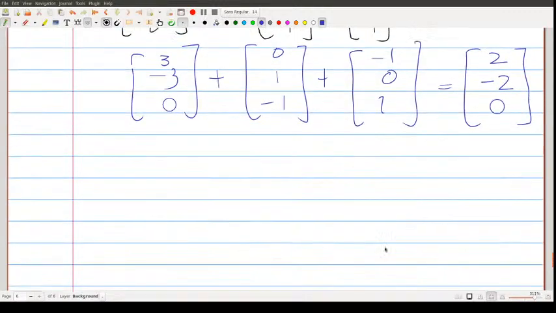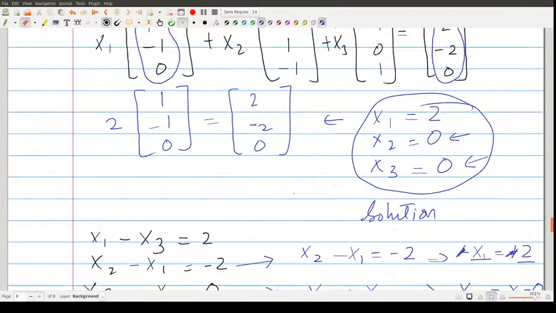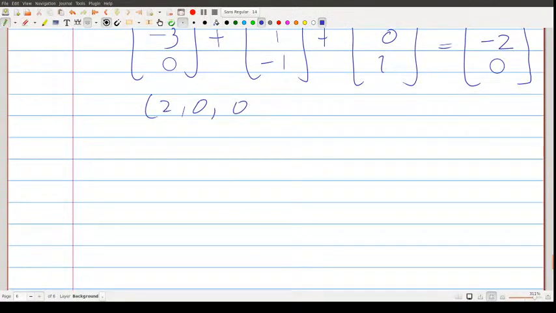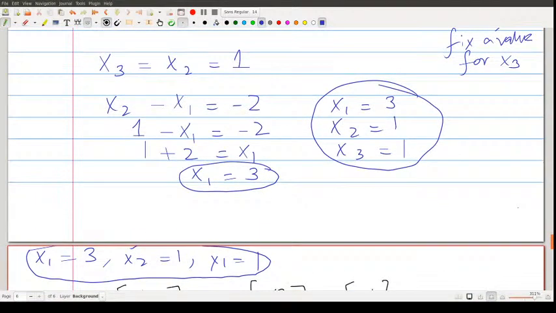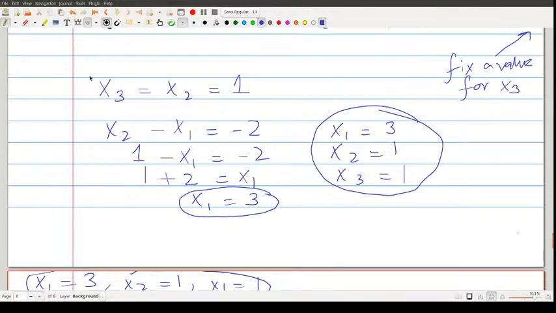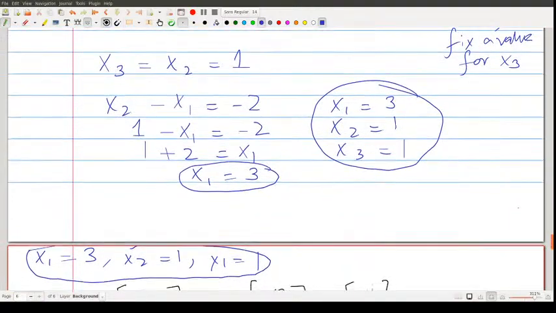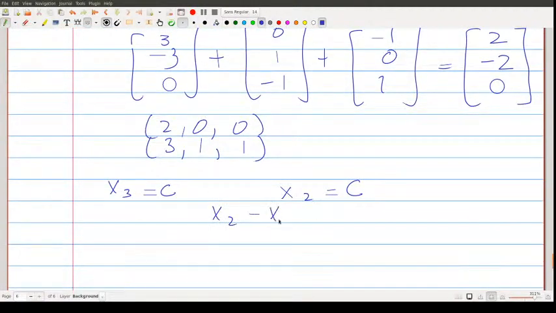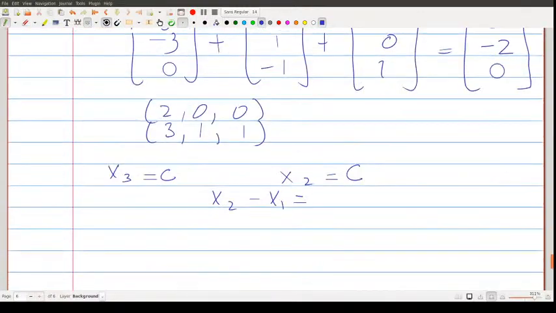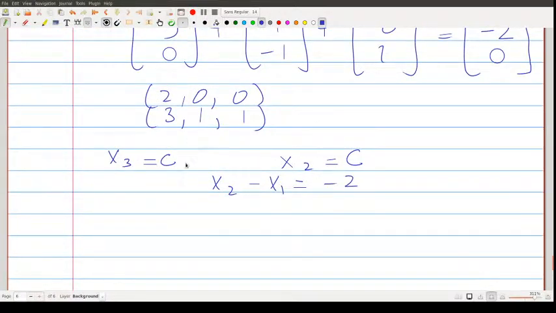So the first solution that I found was 2, 0, 0. The other solution that I found was 3, 1, 1. And it seems like there's nothing stopping me from finding more solutions. So if I fix x3 and x2 to be C, let's say I fix x3, if I say x3 is C, then x2 will also be C. And by solving the equation that I have, which is x2 minus x1 is equal to minus 2, I'm trying to generalize this.